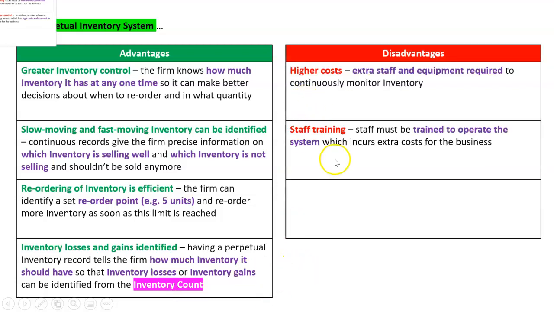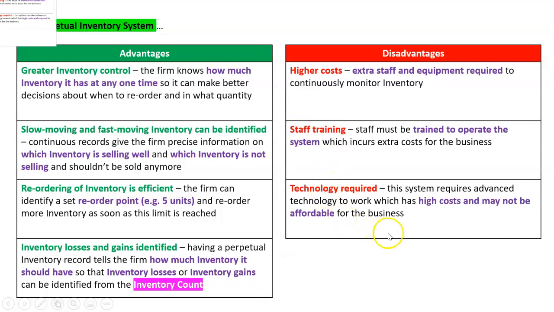However, on the other side, there are some disadvantages. There's higher costs, staff training and technology required. So to me, they're probably all the same thing, really. Our books sort of list them separately. But to implement this, you need more people and equipment. You've got to train those people, but all the technology required to do this, it's not easy, it's not simple. It requires expensive technology to constantly, 24/7, be monitoring all these transactions of inventory, and not every business can afford that.